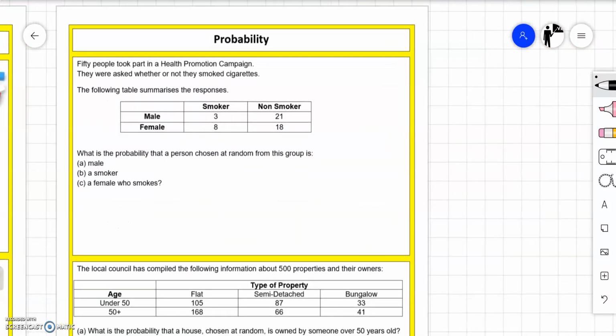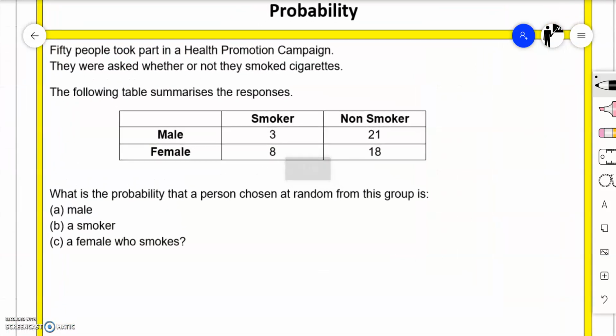Okay, example 3. 50 people took part in a health promotion campaign. They were asked whether or not they smoked cigarettes. The following table summarises the responses. So we need to make sure, is there actually 50 people? So 3 plus 21 plus 8 plus 18, yeah, 50 people. So there were 3 male smokers, 8 female smokers, 21 male non-smokers, 18 female non-smokers.